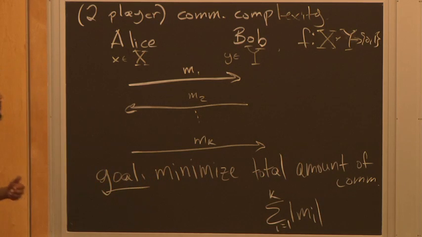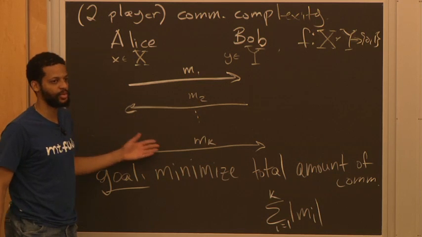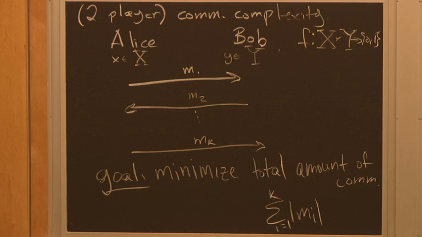So ahead of time, they're going to agree on a protocol, and they're going to say, okay, this is exactly how we're going to behave as a function of the messages we've seen already and the private input that we have. Okay, and then they're going to start executing this communication protocol. And this is the goal.